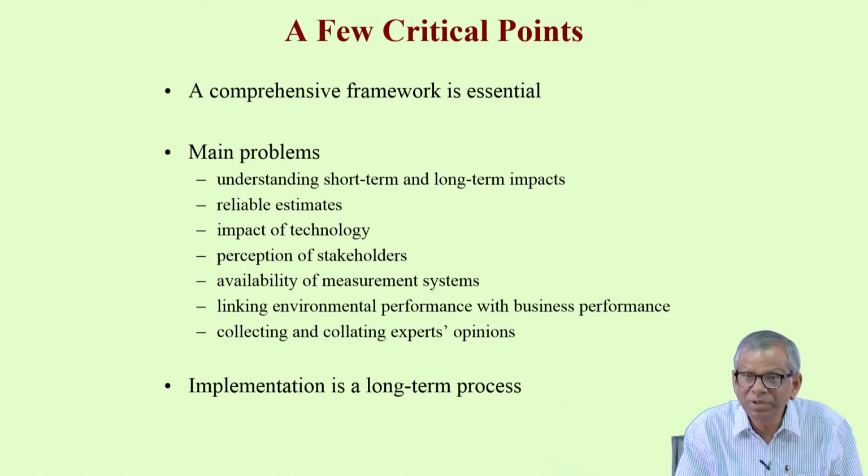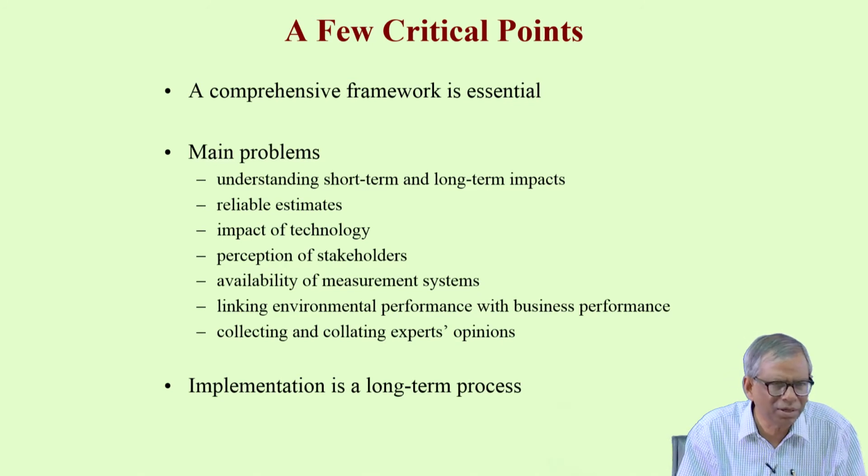Availability of measurement systems. Measurement, in certain contexts, becomes a very controversial issue. There are many subjective factors and many objective factors. For the objective factors, there are measurement scales. You know what a ratio scale, ordinal scale, and cardinal scale are. There are 4 types of measures you have.